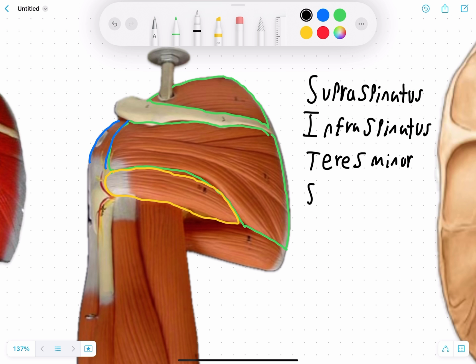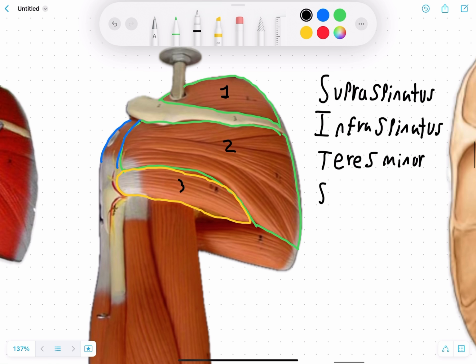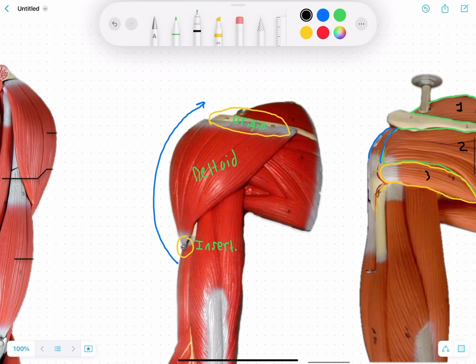So if we go ahead and label these, we'll say 1 is our supraspinatus, 2 is our infraspinatus, and then 3 is our teres minor. And so these are going to be the posterior muscles of the rotator cuff. We do have an anterior muscle, so we'll actually go ahead and take a look at that here real quick.